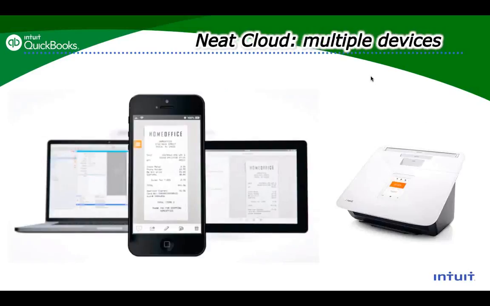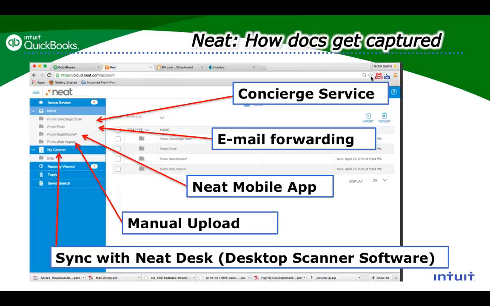So you can capture the data from a smartphone, from a tablet. You can manually upload it from your computer, or you can use one of their Wi-Fi network scanners where it literally doesn't have to be connected to a computer. You just scan it, press a button, and it goes straight into the cloud. There are 5 ways to get your docs captured in Neat.